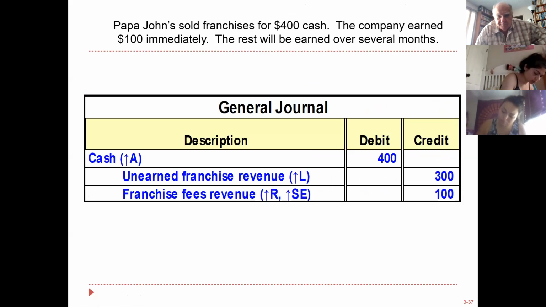Let's take a look here. What happened? They sold franchisees some stuff for 400, and they did some work on their behalf. You know what this could be? Advertising. Papa John says, okay, each one of my restaurants has to pay me $400 in advance for each month for advertising. And this month I did $100 worth of advertising, so that's revenue. And the 300 is advertising we've not yet done, but we've been paid for it in advance.